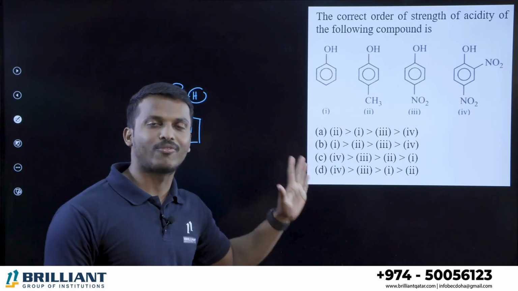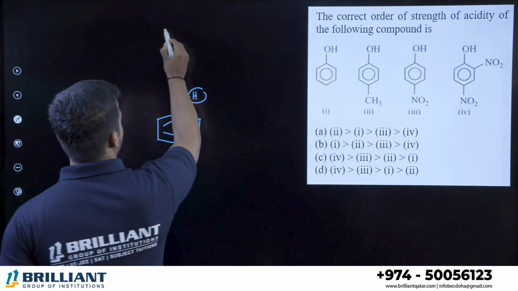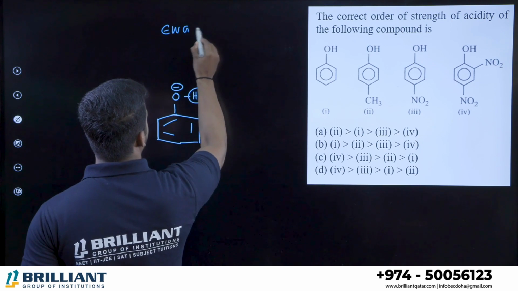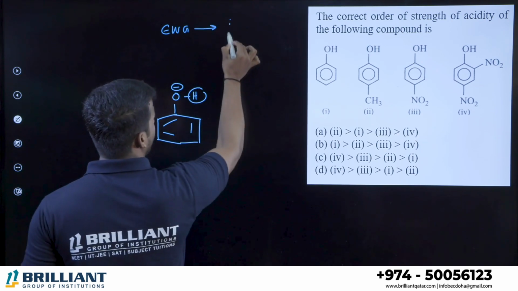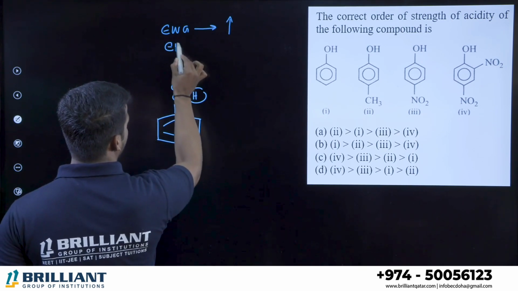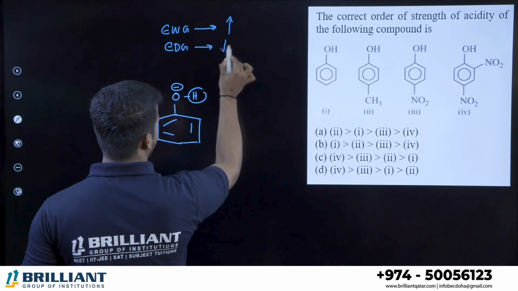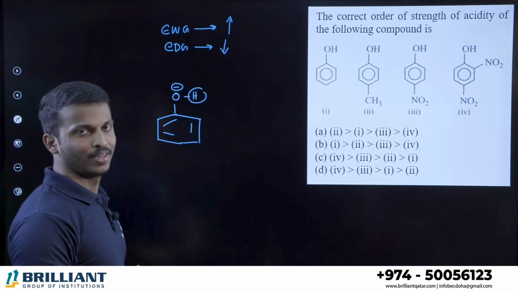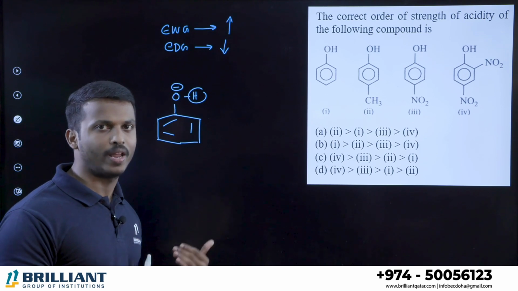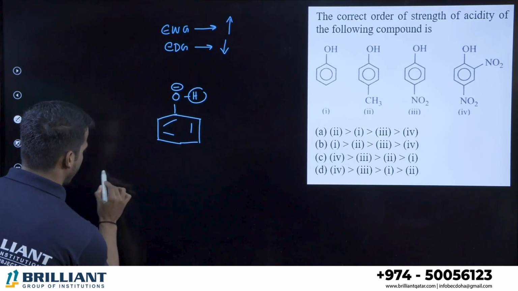But the factors affecting acidity we already discussed. Once again I am repeating: an electron withdrawing group, if it is there, will increase the acidity. An electron donating group, if it is there, will decrease the acidity. You know what electron withdrawing groups and donating groups are, right? For your reference I am just giving.